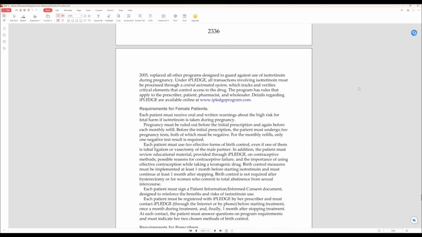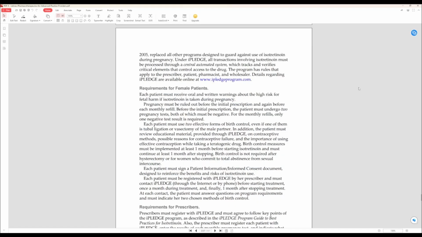Birth control measures must be implemented at least 1 month before starting isotretinoin and must continue at least 1 month after stopping. Birth control is not required after a hysterectomy or for women who commit to a total abstinence from sexual intercourse. Each patient must sign a patient informed consent document designed to reinforce the benefit and risk of isotretinoin use.